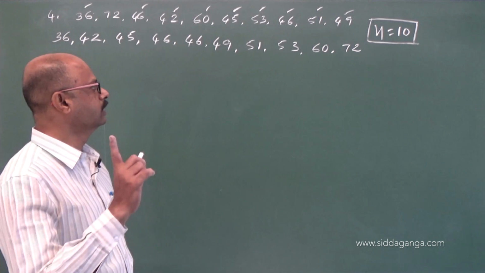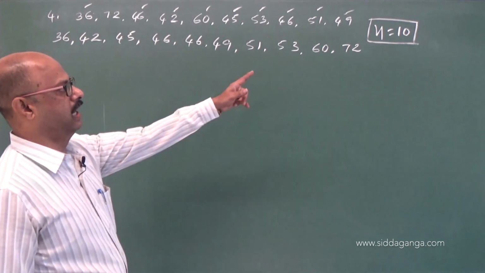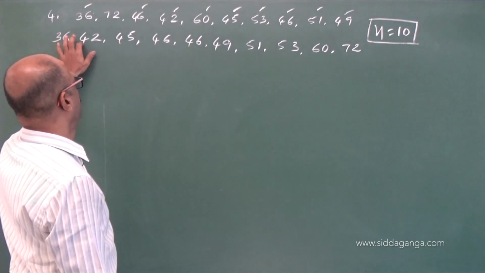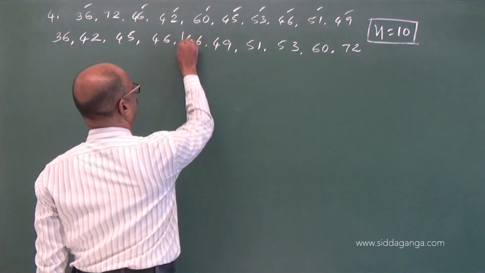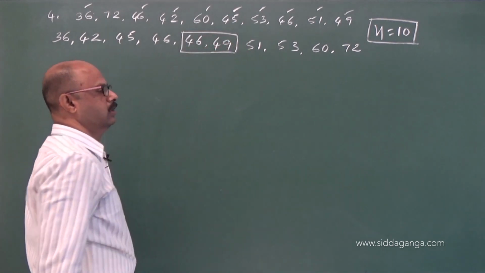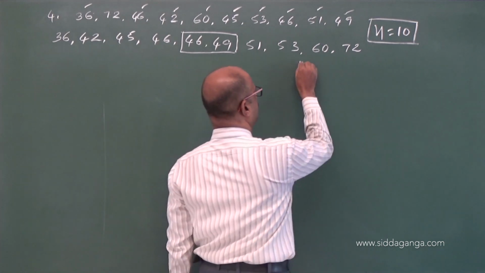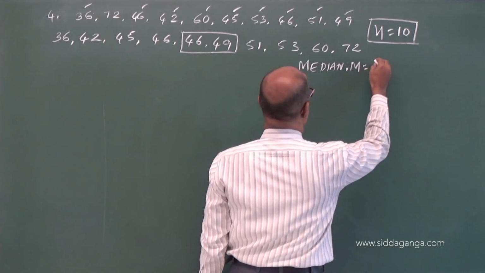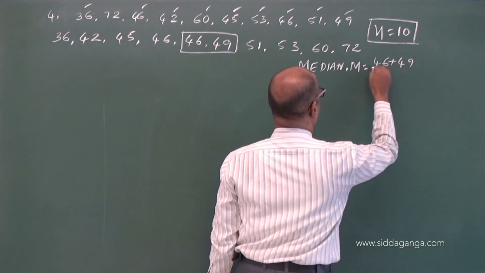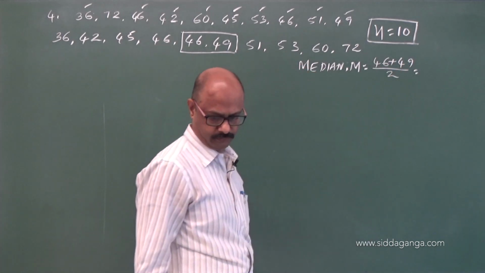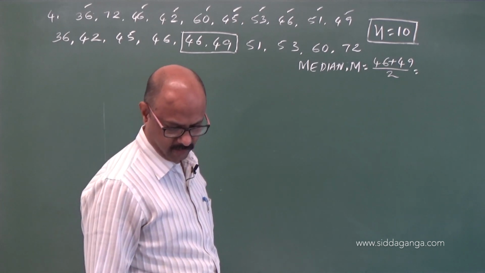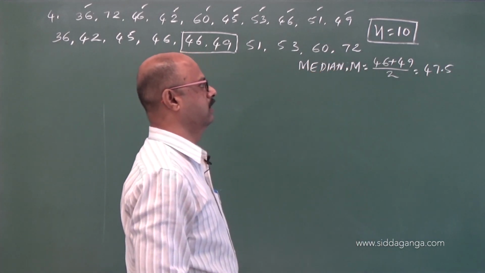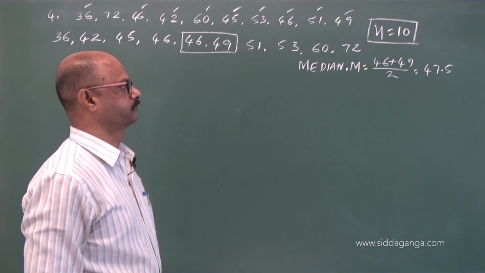Good. Whenever n is 10, you divide n, half of 10 is 5, meaning the fifth term and the sixth term. The fifth term is 1, 2, 3, 4, 5, this one, 46 and 49. So median, denoted by capital M, is the fifth term 46 plus 49 divided by 2. 46 plus 49 divided by 2 is 47.5. 47.5 is our answer, which we call the median.